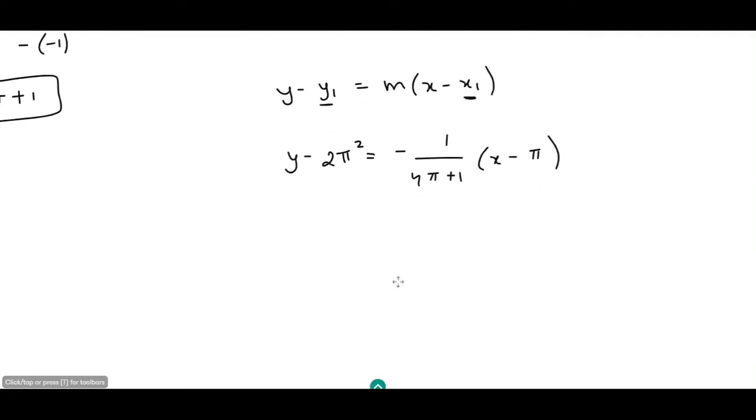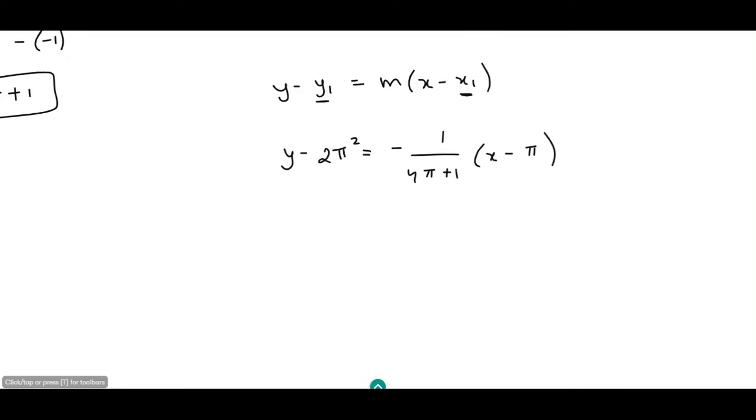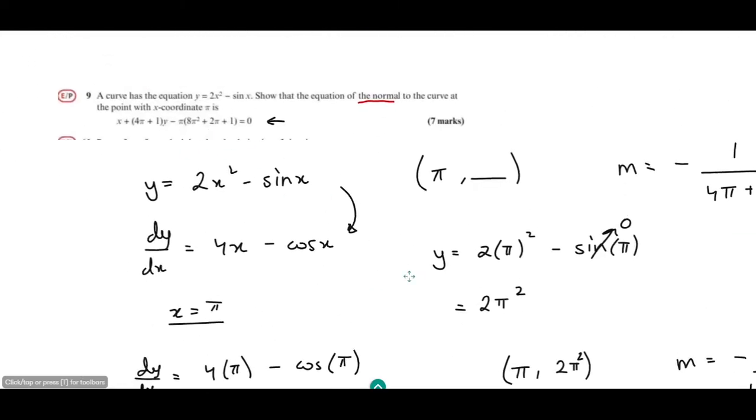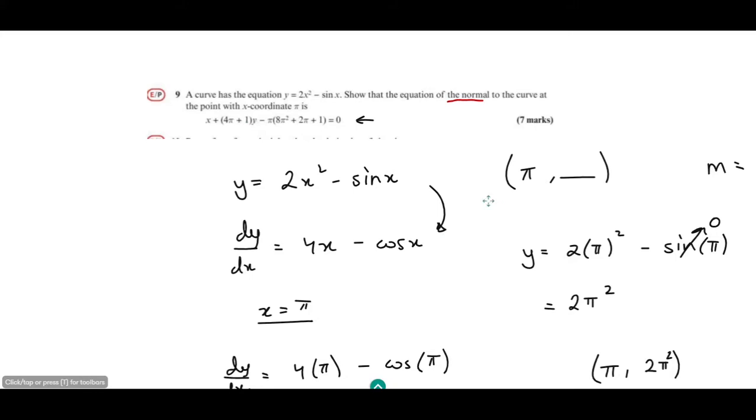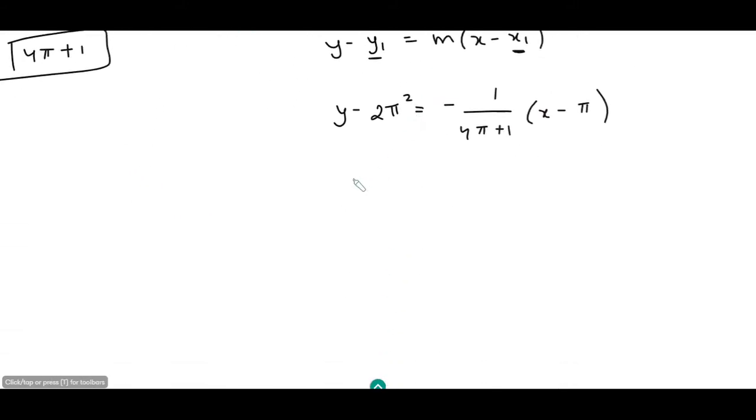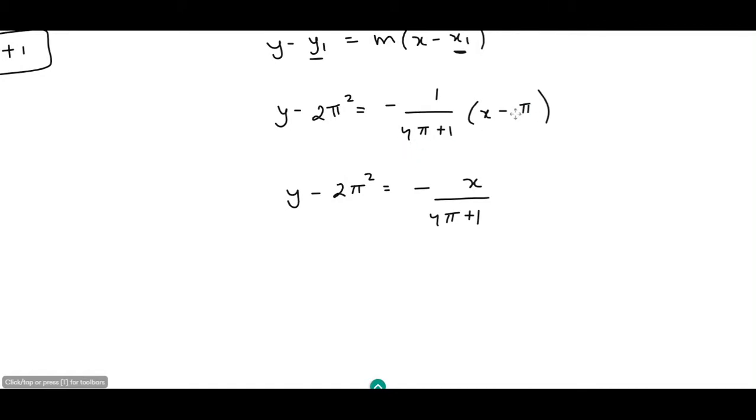Okay, so now all we need to do is rearrange into the desired form. They want it in the form ax plus by plus c equals 0. Okay, so let's do that. Let's first expand the right hand side. So we have y minus 2π squared equals, expanding the right hand side, minus 1 over 4π plus 1 times x. So that gives us minus x over 4π plus 1. And then we have minus 1 over 4π plus 1 times minus π. So what we have is π over 4π plus 1.